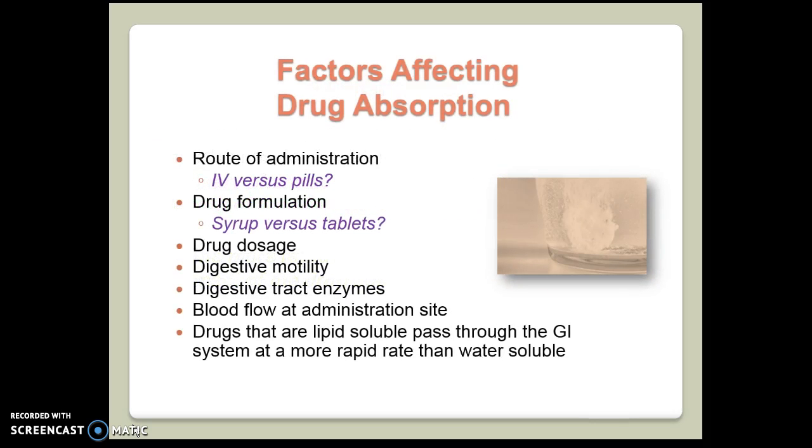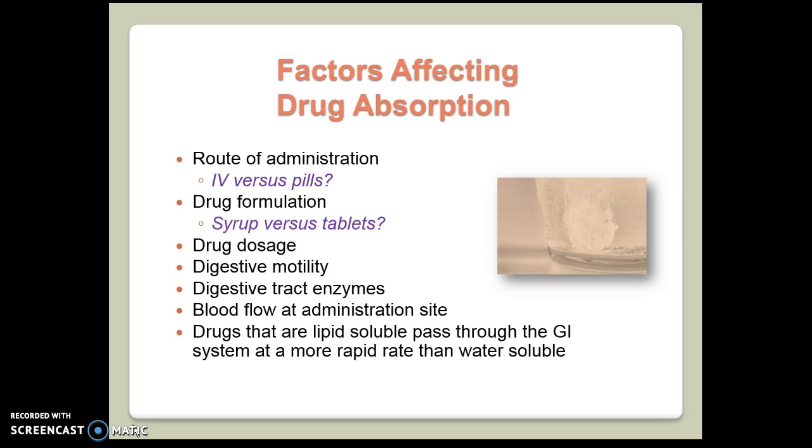Things that are going to affect drug absorption include the route of administration. Pills have to be broken down. If they have any kind of enteric coating, then that's going to have to be worn away by the stomach. IV medications are usually in a form ready to be used by the body. The drug formulation, syrup versus tablets: often a liquid is going to be more easily absorbed than a tablet. The drug dosage can affect it. Also digestive motility. If the stomach is not moving and the small intestine is not moving, then it may affect whether or not the drugs are going to get absorbed.